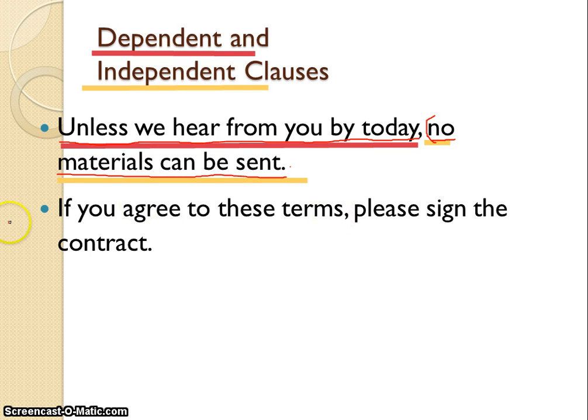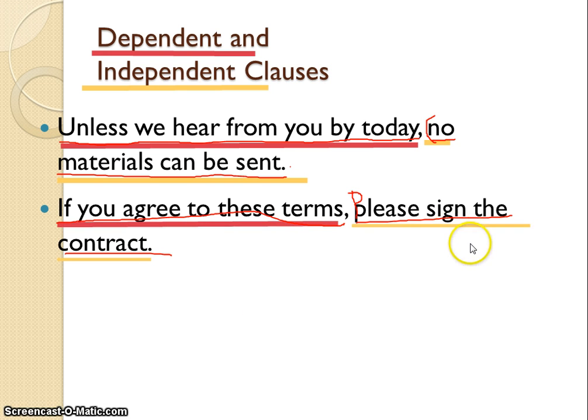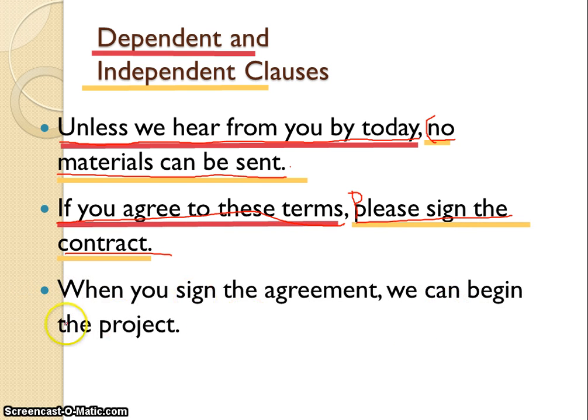Okay, if you agree to these terms, that's not really an independent clause. It's a dependent clause because it can't stand on its own. But this part, please sign the contract, could stand alone as a sentence. I could capitalize please and have a sentence there. Okay, when you sign the agreement, is that an independent or a dependent? Well, it is dependent because it needs something else to help it make sense. We can begin the project is actually an independent clause. I could make that a capital W and have a sentence.